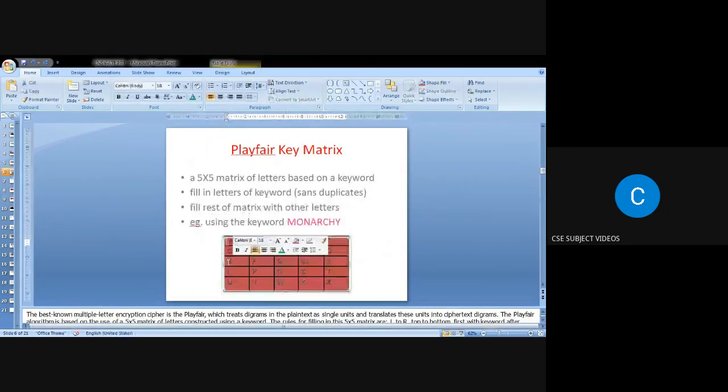E lies in the third row and N is in the first row, and both lie in different columns also. Now the intersection of E and N: E takes row wise and N takes column wise. So what is the intersection here? G. Similarly, E takes column wise and N takes row wise, so it is M. So E and N are being replaced with G and M.